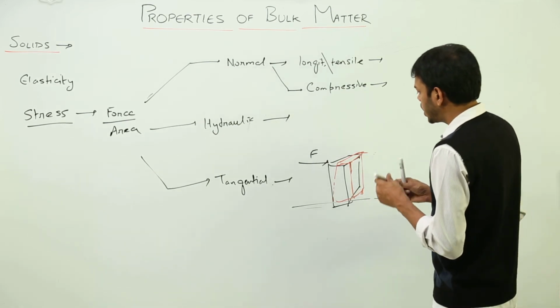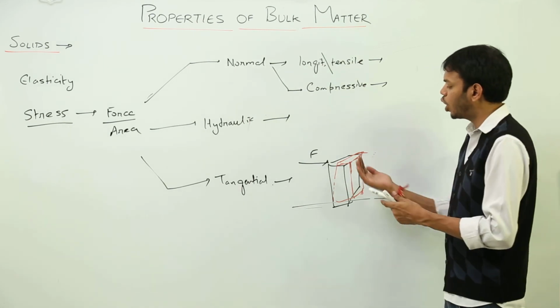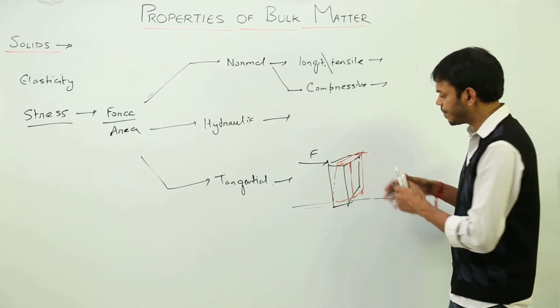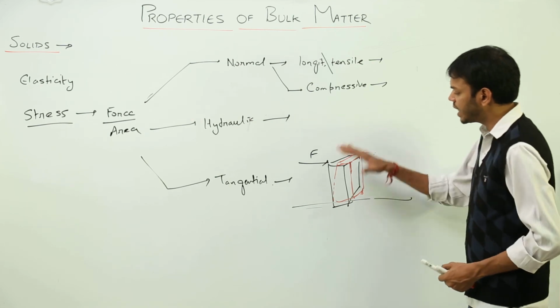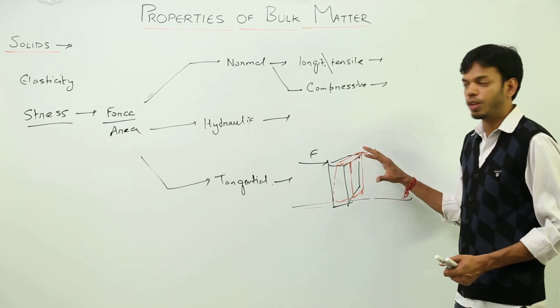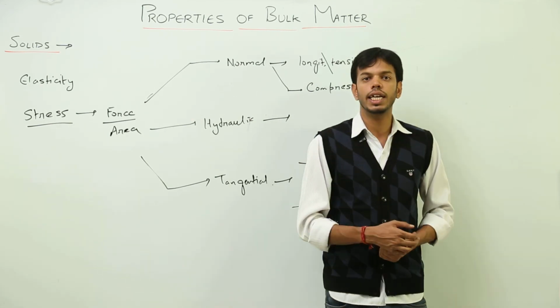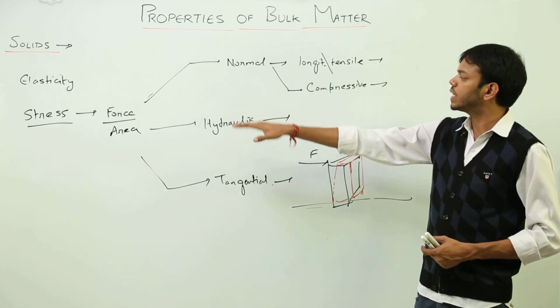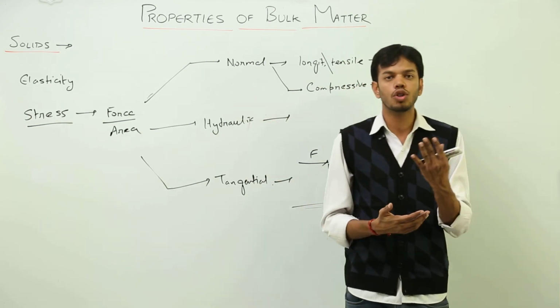So the upper surface of the body got displaced by some distance, like this much distance, but there is no change in shape or volume of the body. This type of stress is called tangential stress. So we have broadly classified stress into these three types. Now let's talk about strain.